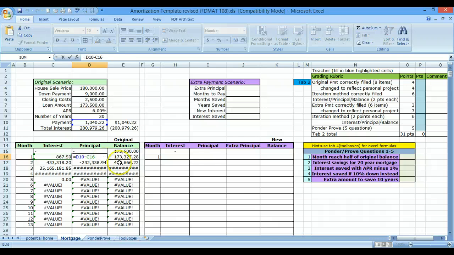Now over here with the principal, again we have the same problem. I need D10 right here. The payment is always going to be $1,040. So I want that always to be $1,040.